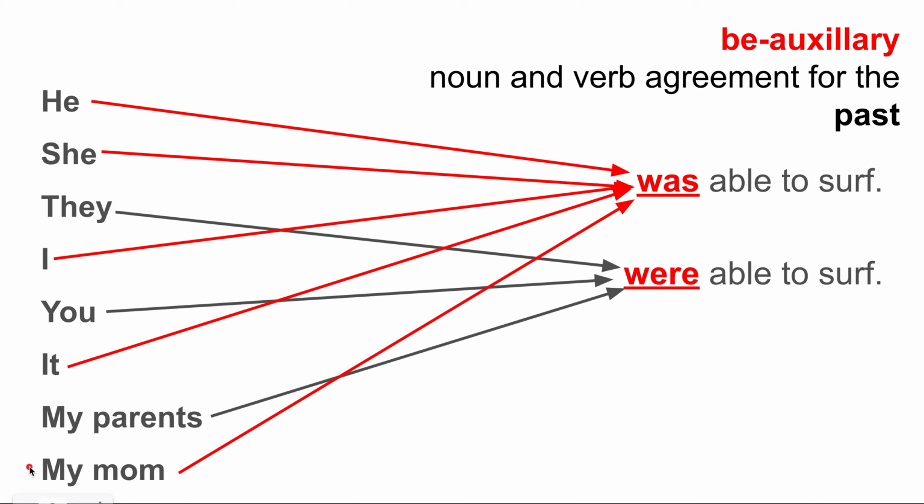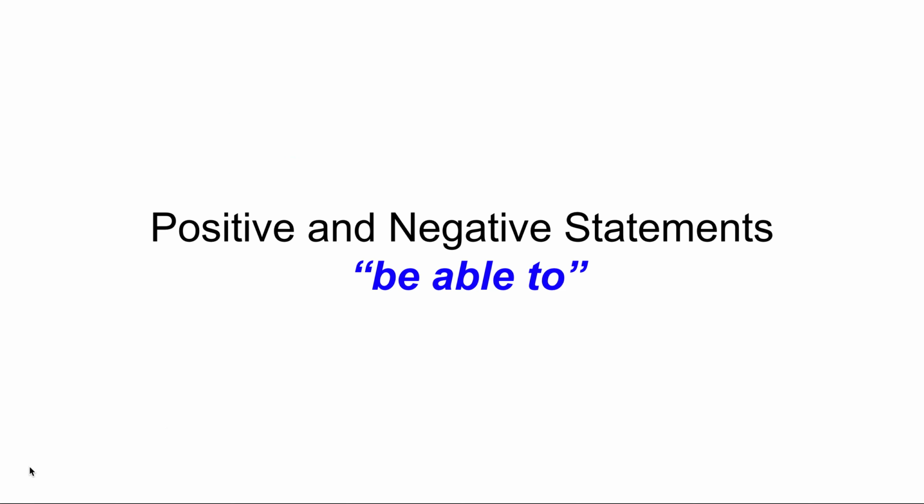So in reviewing this, I want to mention that the noun and verb agreement rules for the past and present for the be auxiliary are the same when we are talking about be able to or be going to in any instance. But let's move on. Let's talk about positive and negative statements with be able to.